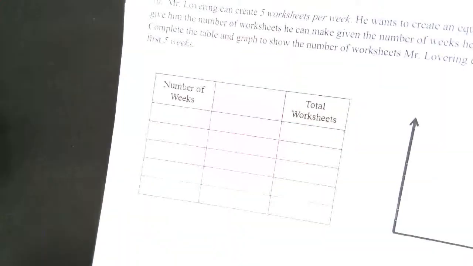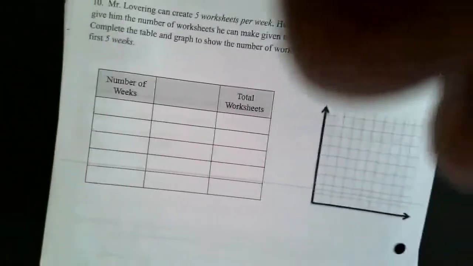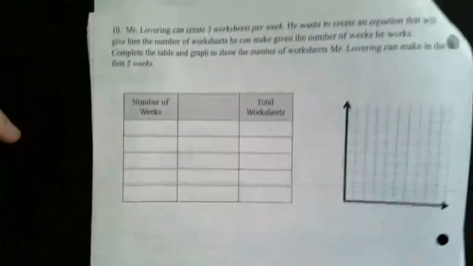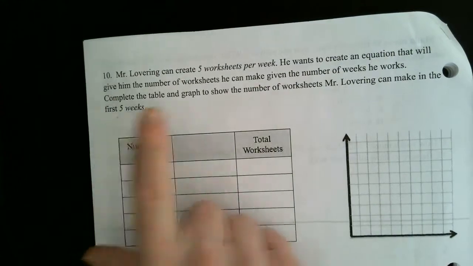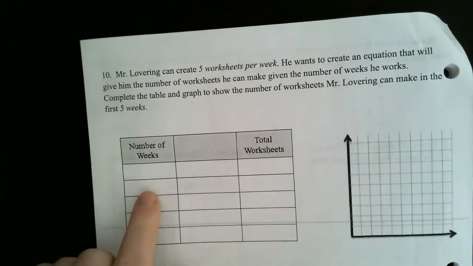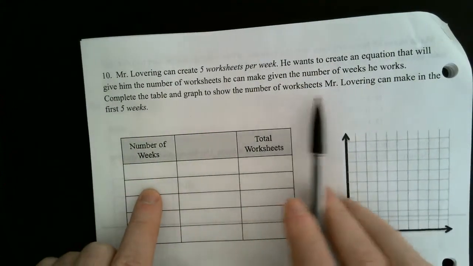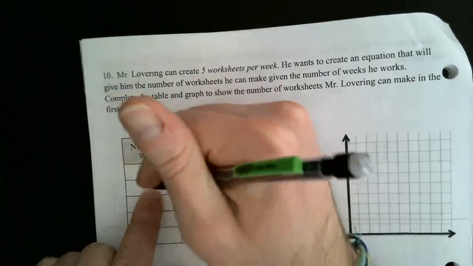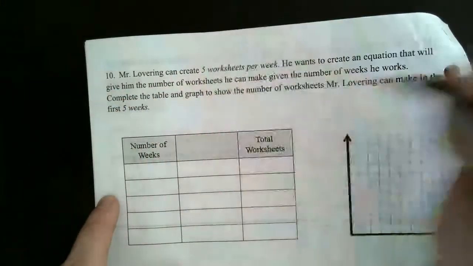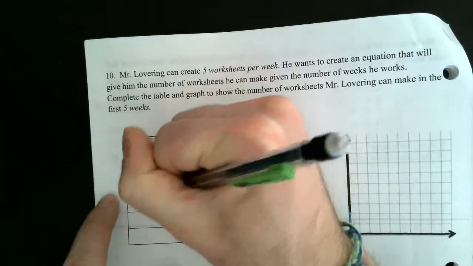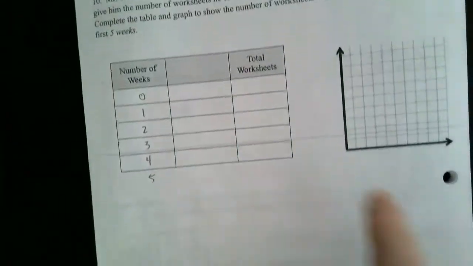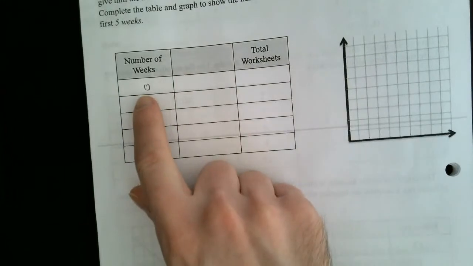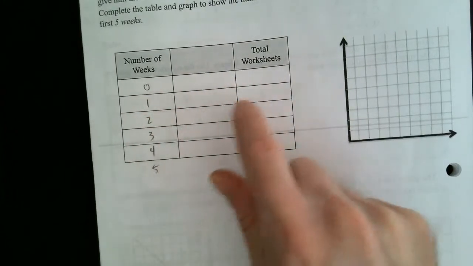This last page, the main event. It's about me making worksheets. So what you're going to do is you're going to read the problem, read the situation. You're going to find out how many worksheets I can make in the first 5 weeks. So I'll even help you out here. Actually, I would start with 0. 1, 2, 3, 4, put 5 down here. Okay? So read the problem, figure out how many total worksheets I have made.